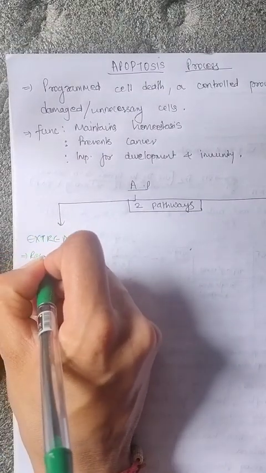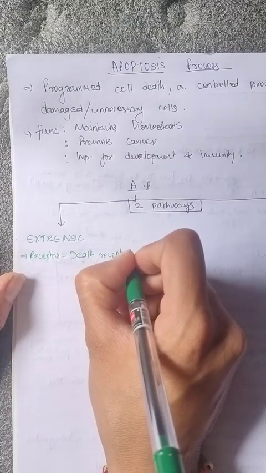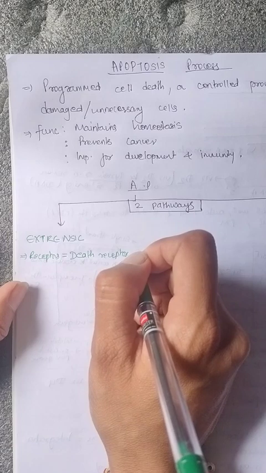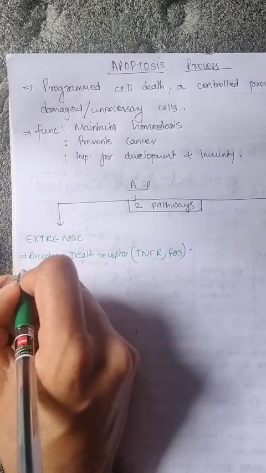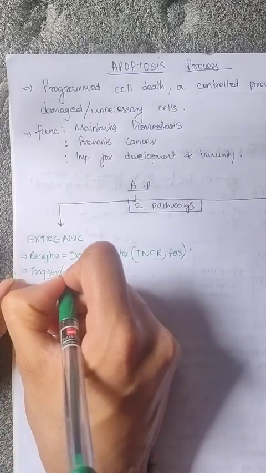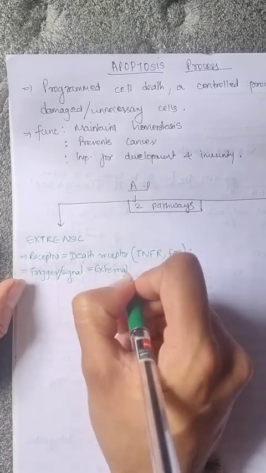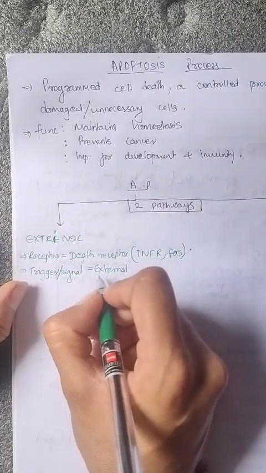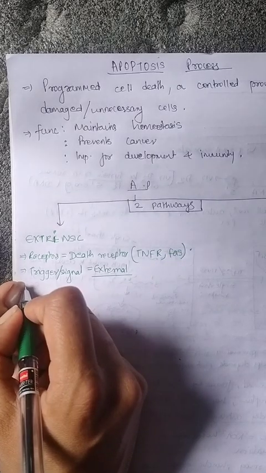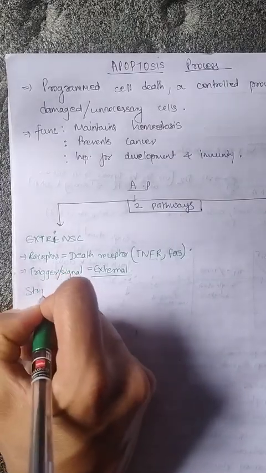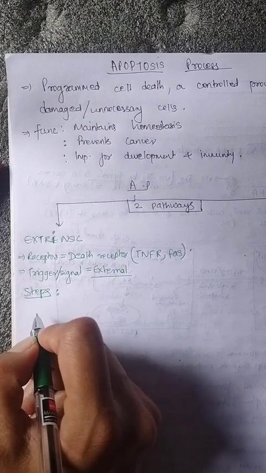Here, the receptor is the death receptor, that is TNFR-FAS. The trigger or signal is extrinsic, or the trigger is external. So the first step is the binding of ligands like TNF or FasL to death receptors, TNFR or FAS.